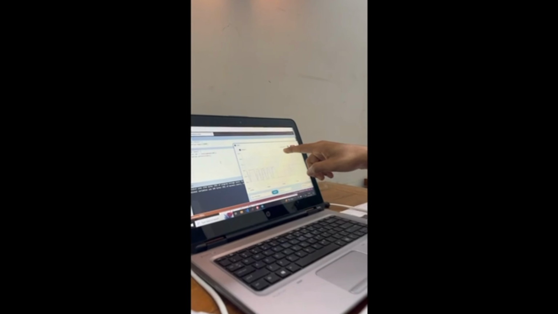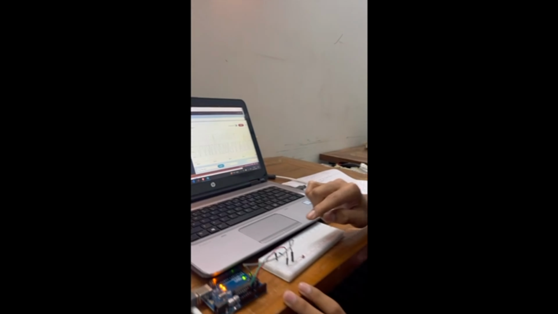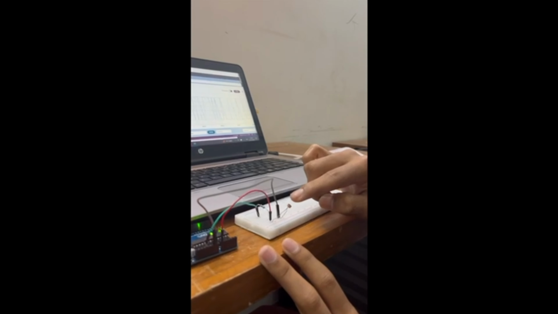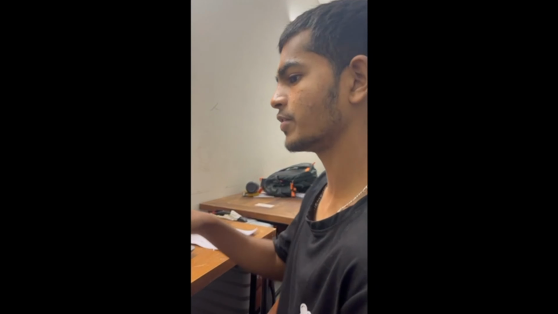As you can see, the average value of the sine wave increases if we decrease the ambient light, and if we decrease if we have the light source. I am explaining the principle of measurement.